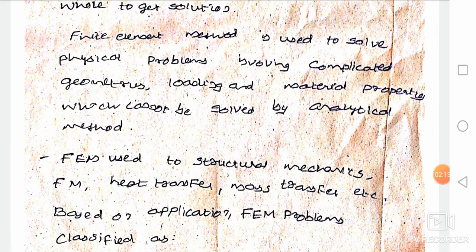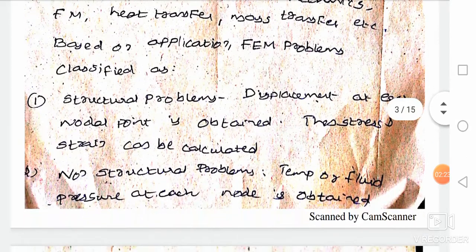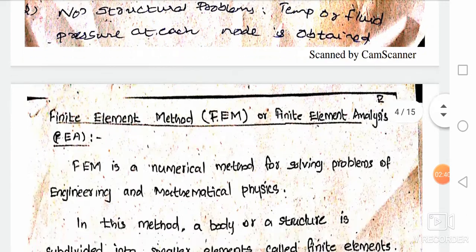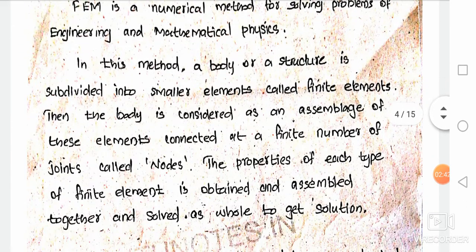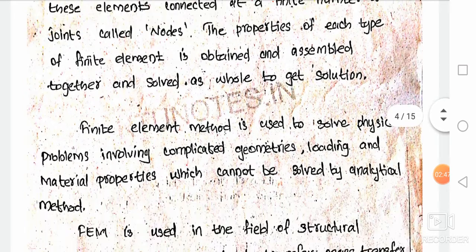It can be used in structural mechanics, fluid mechanics, heat transfer, mass transfer, etc. Based on the application of finite element problems, there are two types, structural problems and non-structural problems. In structural problems, we get displacement at each nodal point. In non-structural problems, temperature or fluid pressure at each node is obtained. This is the explanation for the finite element method in detail.